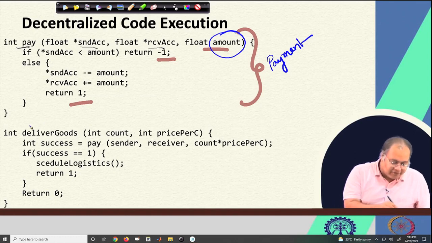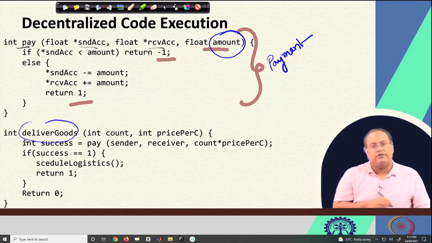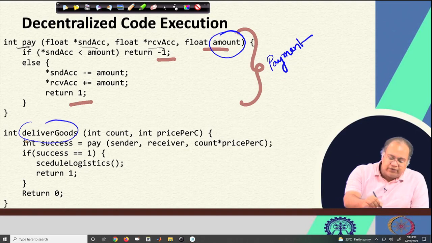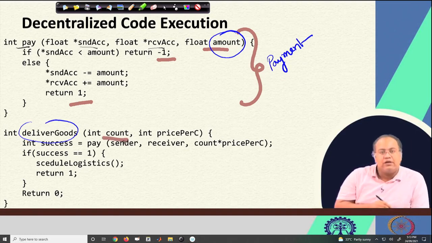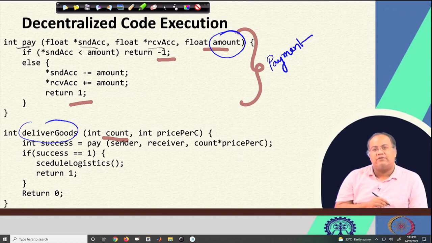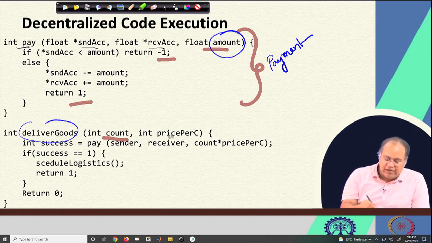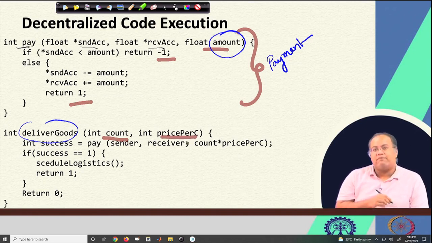Then I have another function called deliver goods. What is this function doing? It takes the count, that means the number of items that I want to deliver, and the price per C, that is the price per count. So, what is the price per unique, individual item?